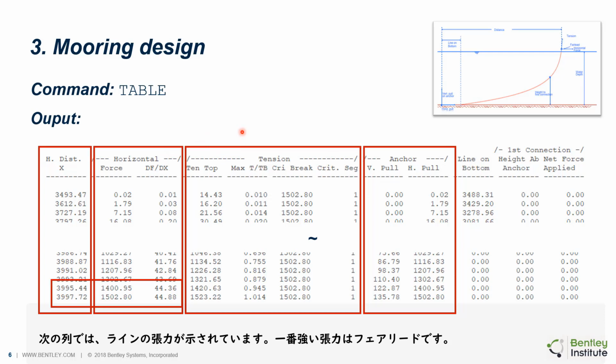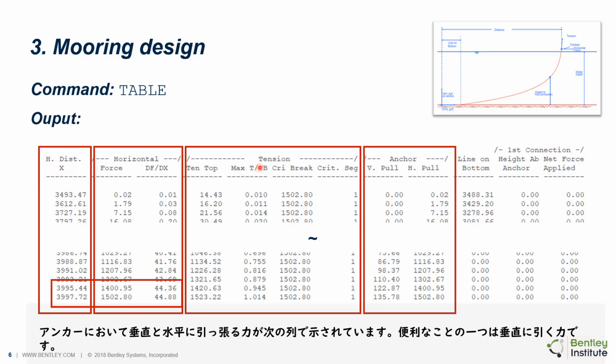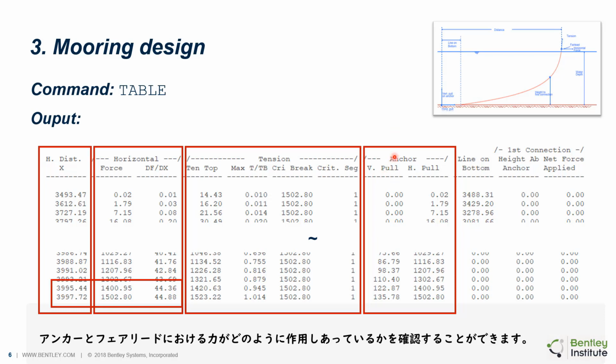In the next column here, the line tension is reported. Here, top tension is the tension at the fairlead, then the ratio between the tension and the breaking tension is reported. For your reference, the breaking tension can be defined when other sectional properties are specified. The vertical and horizontal forces at the anchor point are reported in the next column. One of the useful things is the vertical pulling force. We can check how the forces at the fairlead and anchor point interact.